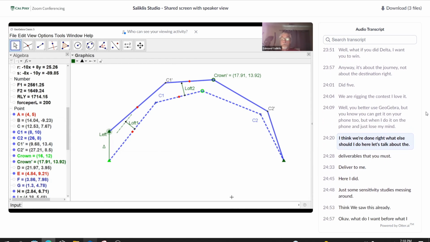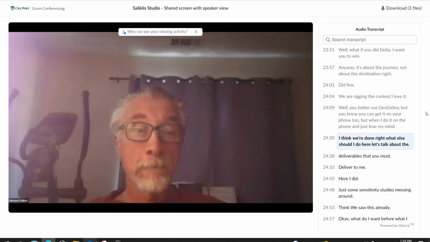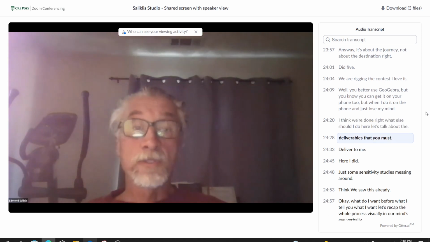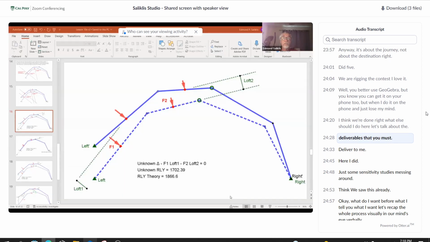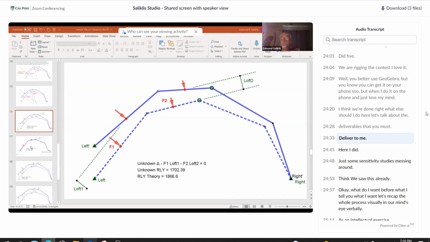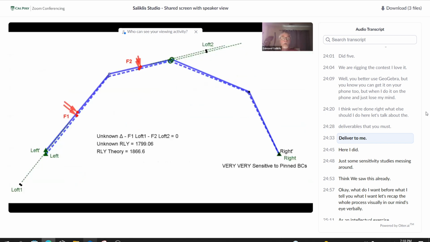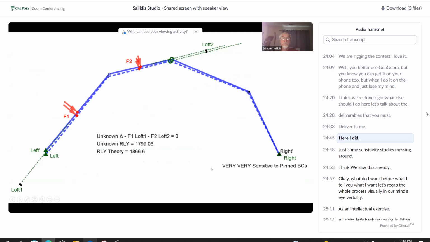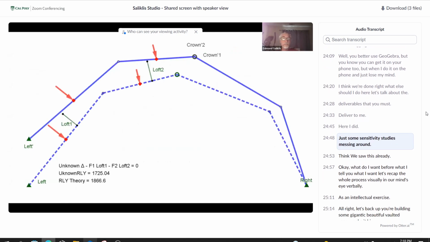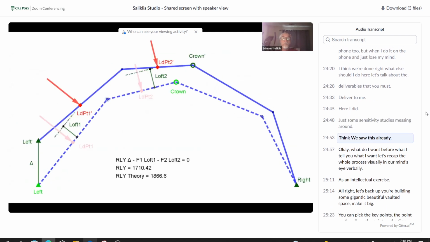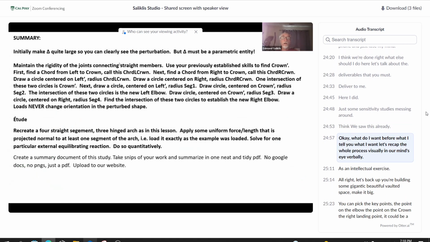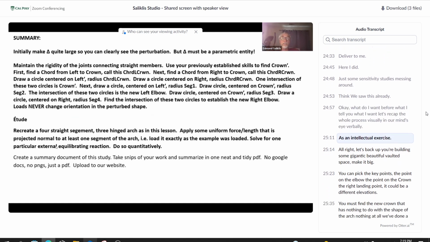I think we're done, right? What else should I do here? Let's talk about the deliverables that you must deliver to me. Just some sensitivity studies, messing around. I think we saw all this already. Okay, what do I want? Before I tell you what I want, let's recap the whole process visually, in our mind's eye, verbally, as an intellectual exercise.